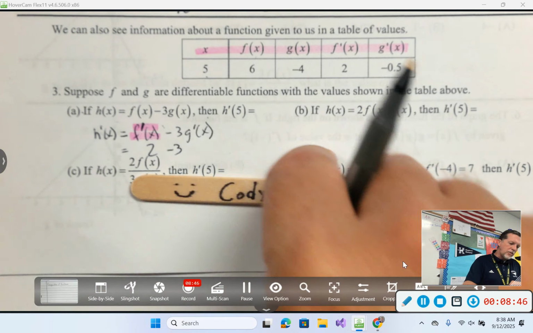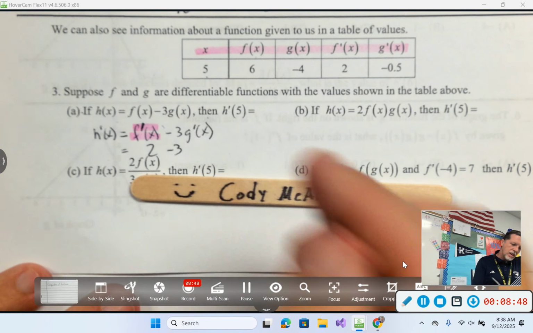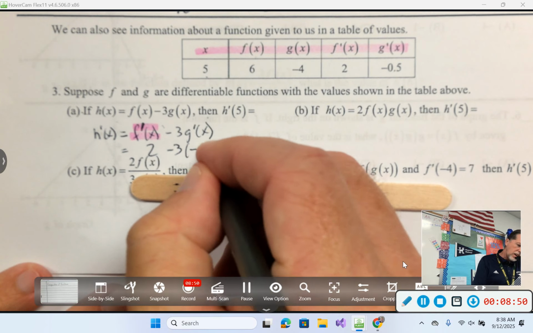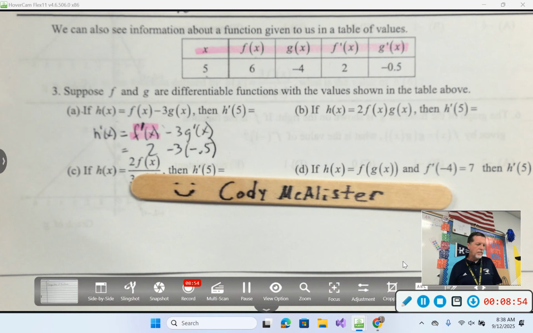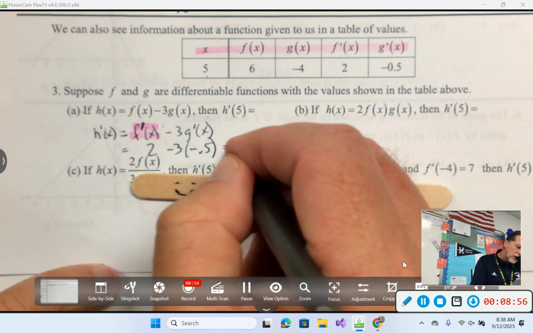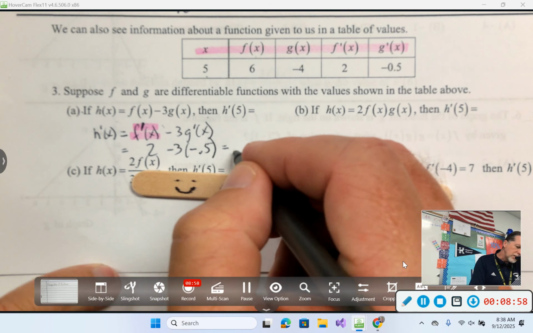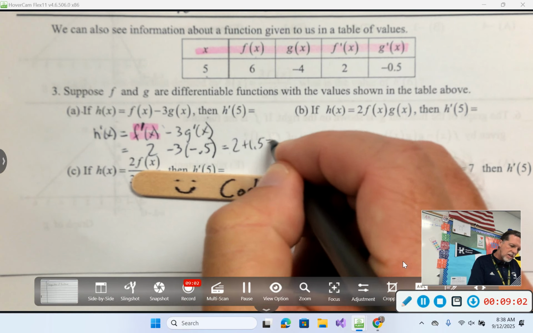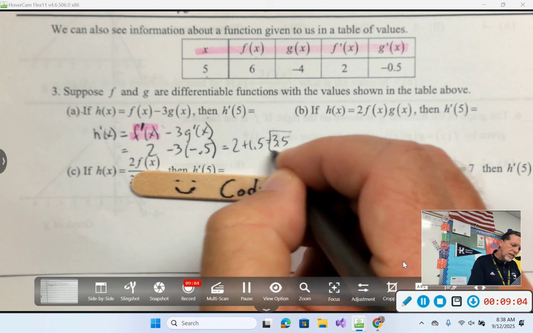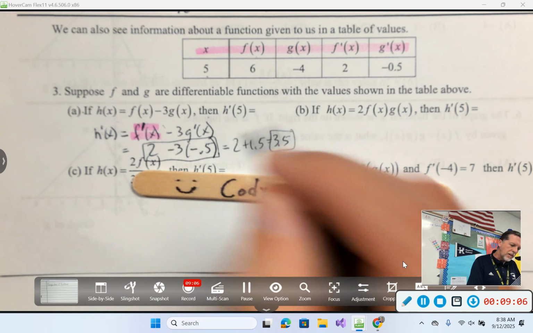And Cody, how about g prime? Negative 0.5. And that is a safe stop. So we could leave that alone if we wanted to. Or we could say it's 2 plus 1.5, is 3.5. But we could have safe stopped.